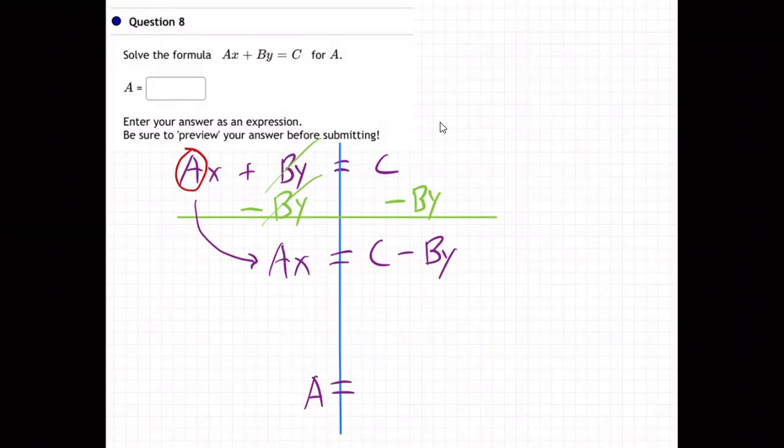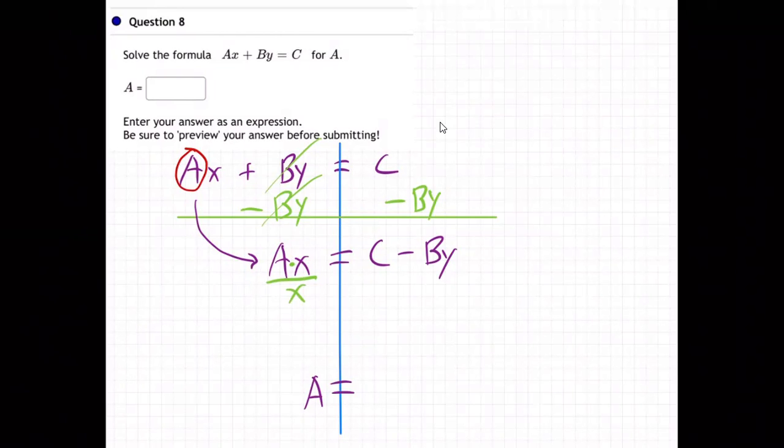Now, we're almost there. A is saying, I want to be alone. Get rid of this X. So how do we get rid of the X? I think you know. We're going to divide, because whenever two letters are right next to each other, like A and X, with no symbol in between, no plus sign, no minus sign, we know that means times. That's A times X. And the opposite of times is divide. So I'm going to have to divide by the X, because I want the A alone. So I'm getting rid of the X.